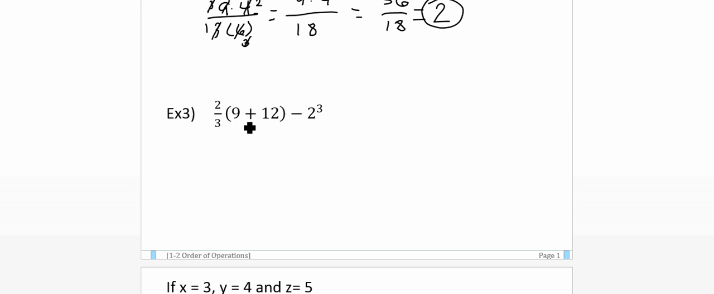So I have 2/3 of 9 plus 12 minus 2 to the third power. Now, before we get started, let me talk about fractions. In my class, people tell me all the time students don't understand fractions, and I would tell them you're not teaching them the right way.